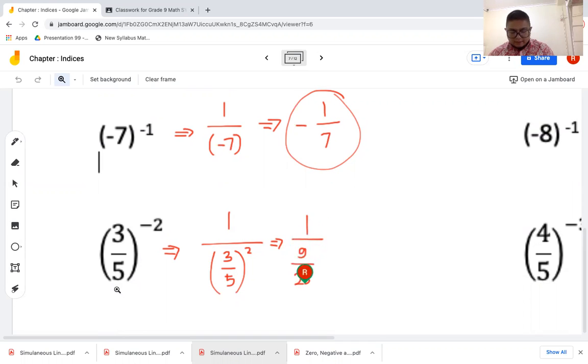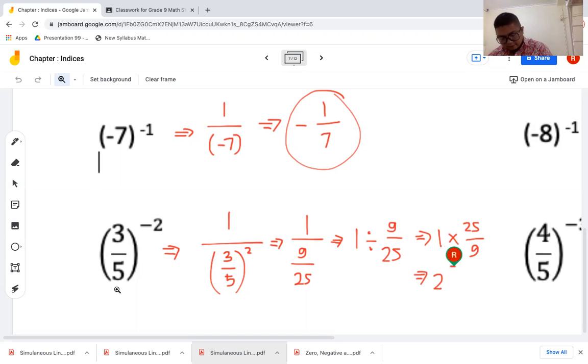Okay, so you might be thinking, how are we going to calculate this? For this part, we are now going to represent this division symbol, this fractional bar, as a division process. So you will have this calculation 1 over 9 over 25. So 1 divided by 9 over 25 is going to give us 1 times 25 over 9. From here, your answer now will be equivalent to 25 over 9.